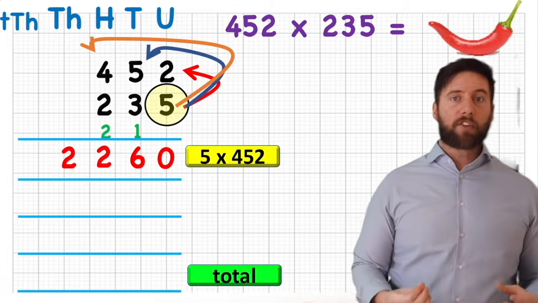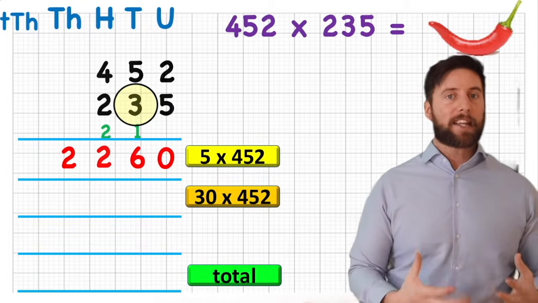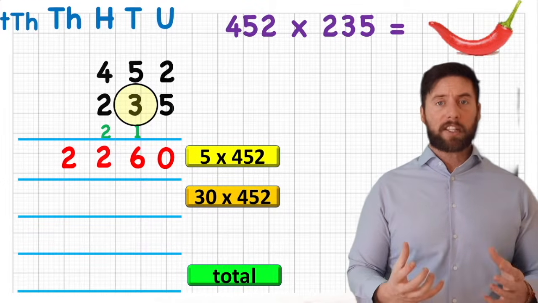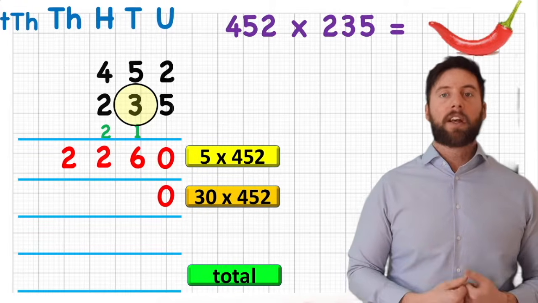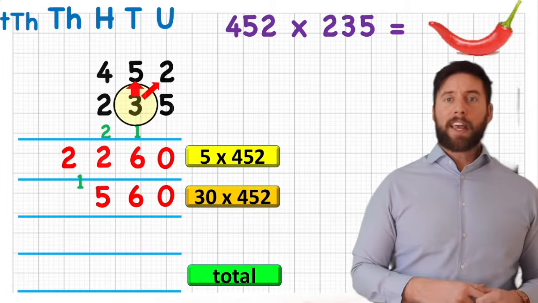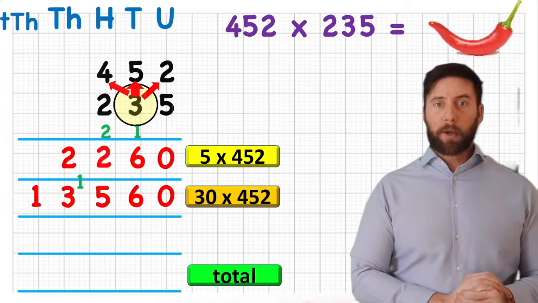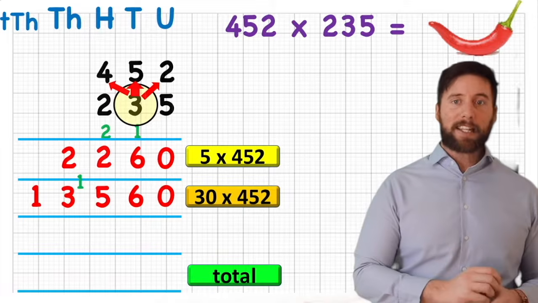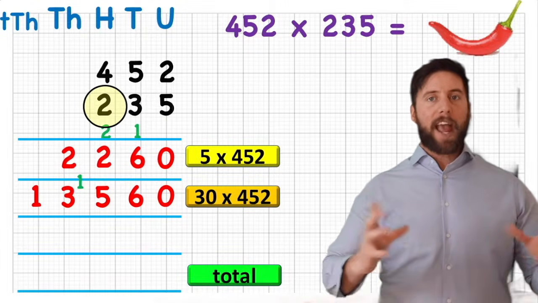Okay, right, now our second row, same as before, we are now looking at this 3, but it's not a 3, it's a 30, so let's make it 10 times larger by putting in our placeholder, because it's 10 times larger than 3, which is what we want to be dealing with. Just like before, 3 times 2 is 6, 3 times 5 is 15, 3 times 4 is 12, plus the 1, 13. So 30 times 452 is 13,560.